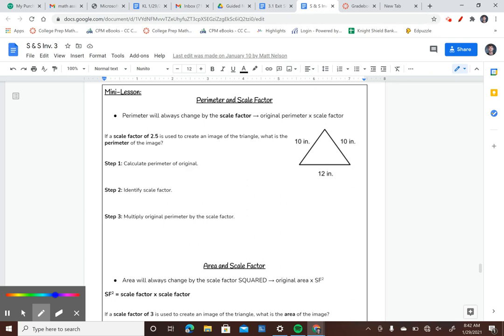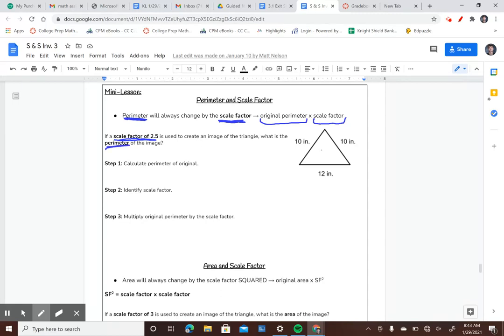All right, so what we should have found here is that the perimeter will always change by the scale factor, meaning that you take the original perimeter and multiply it by your scale factor. And so if we have the example here where a scale factor of 2.5 is used to create an image of the triangle, what is the perimeter of the image?